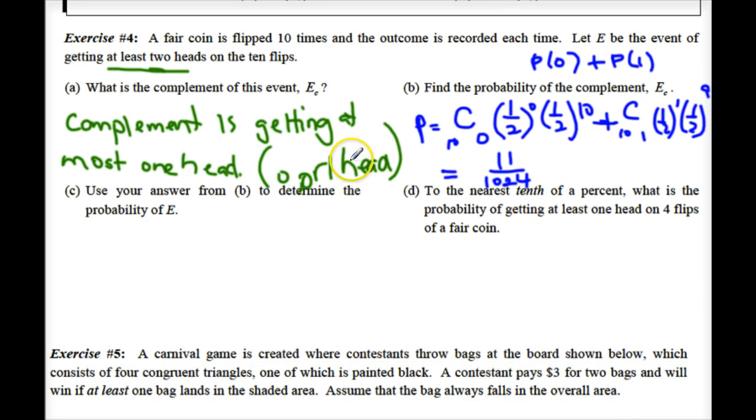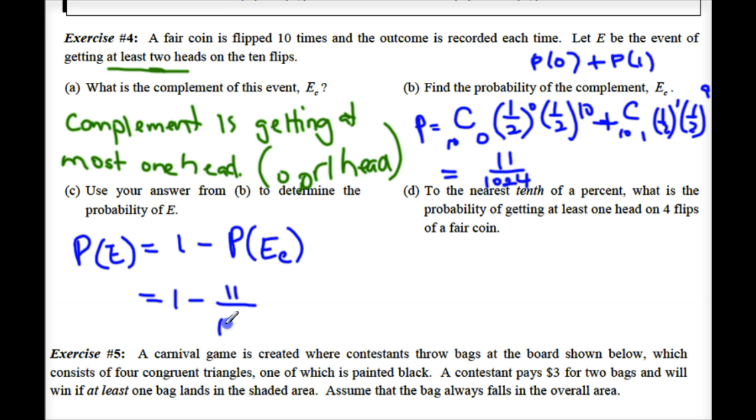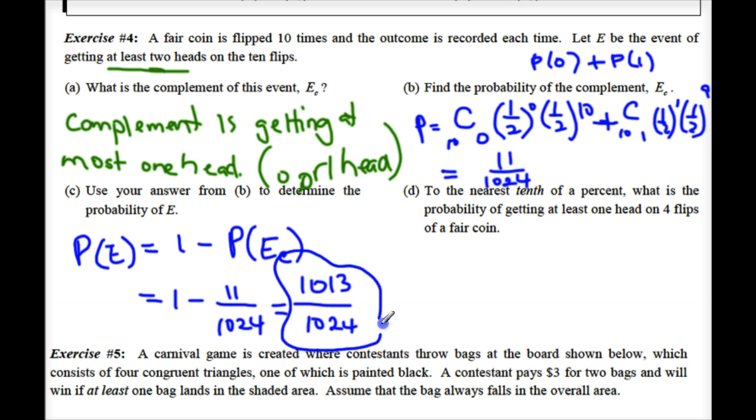Use your answer in B to determine the probability of the event. So the probability of the event is equal to 1 minus the probability of the complement. So this will be 1 take away 11 out of 1024. Put that in your calculator. You get 1013 over 1024. And this will be your final answer.